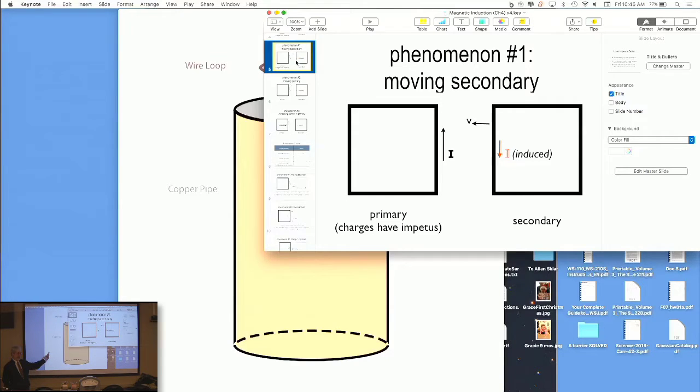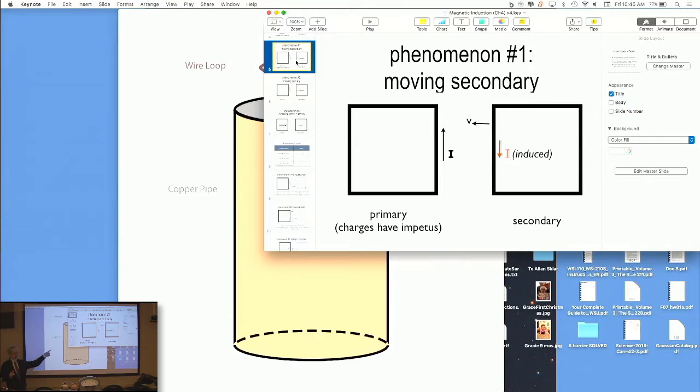What's going to happen? Current's going to change. Yeah, well, there's a couple of things. One is we have two currents. Are they like or opposite? They're opposite. Opposite currents repel. So these two current loops are going to produce a force, one against the other.